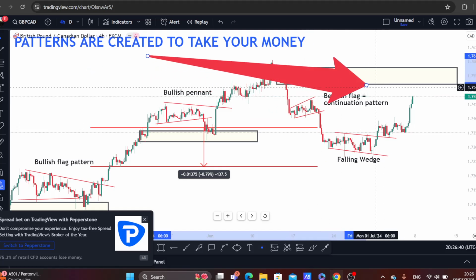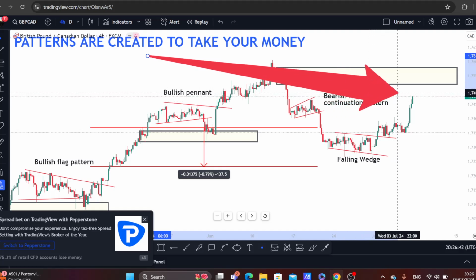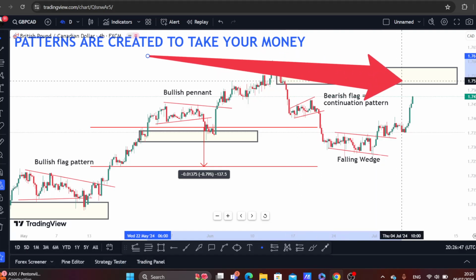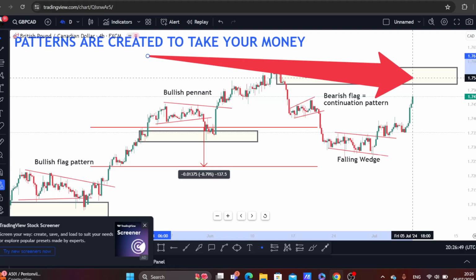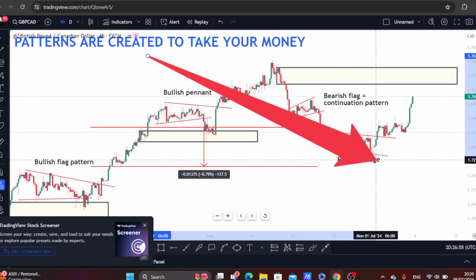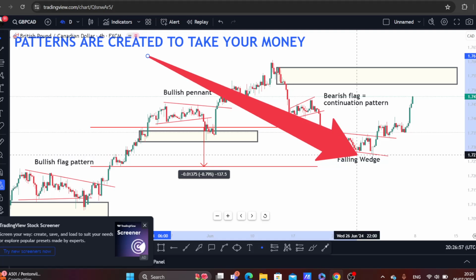Okay, but they need to make sure they get rid of all the stops, and then get into our supply zone. And then that is where you look to go short and put your stop above the high, and then take a profit below this low because there are stops also here.